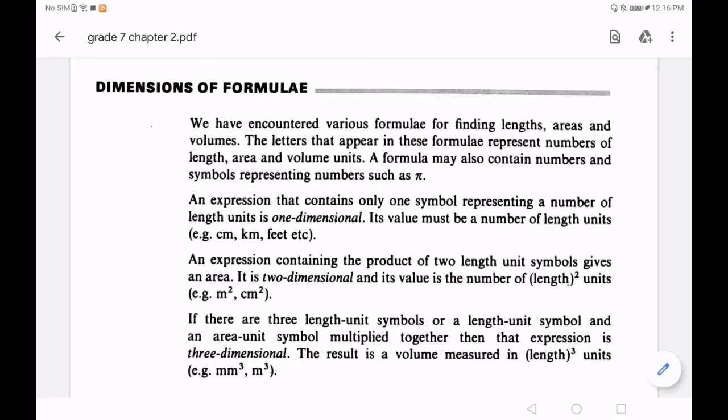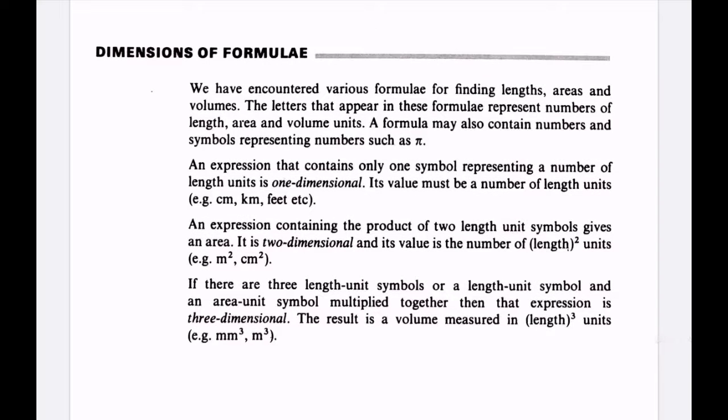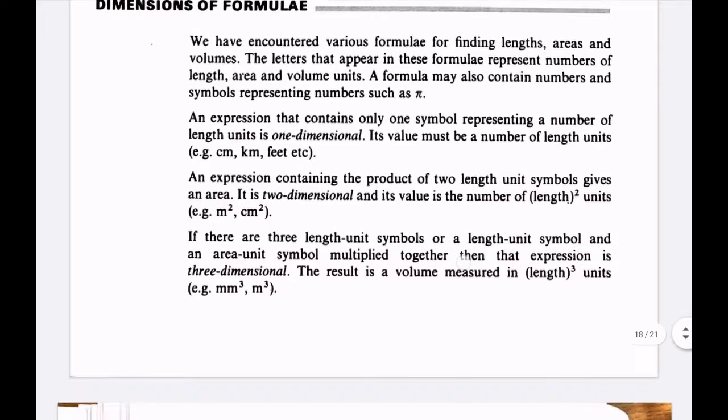We have encountered various formulas for finding length, area and volume. These are the different methods of finding the measurements like length, area and volume. The letters that appear in these formulas represent numbers of length, area and volume units. The formula may also contain numbers and symbols that represent numbers, such as pi. Pi is a constant number whose value is 3.174.